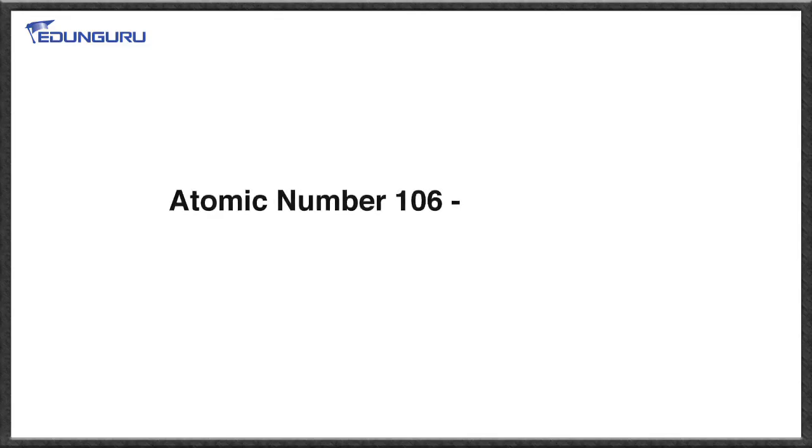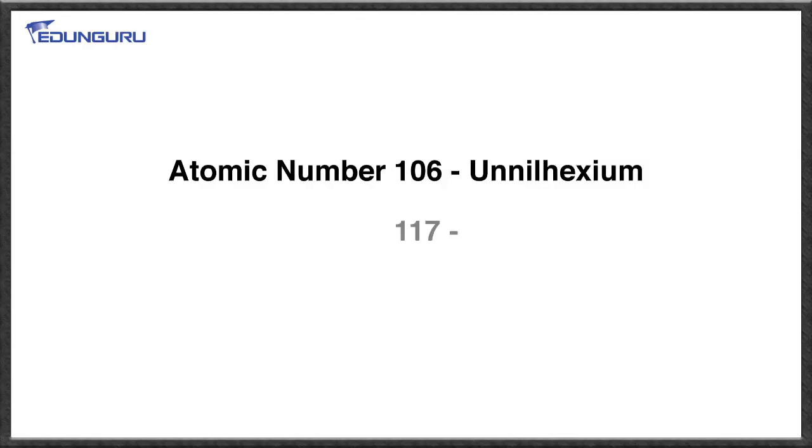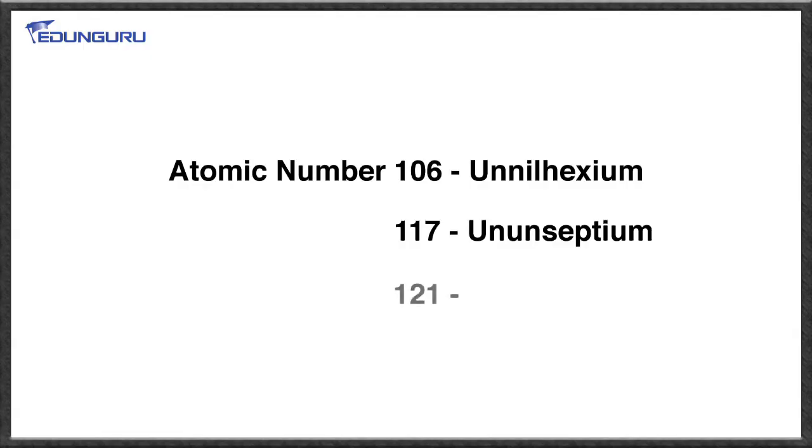On the basis of this, if we have to name an element having atomic number 106, then it is un for the 1, nil for the 0 and hex for the 6. ium is the suffix for all of them. So, unnilhexium, that means 106. If I say 117, that is going to be ununseptium. If we have to name an element having atomic number 121, that is going to be unbiunium. So that is how these elements are named.